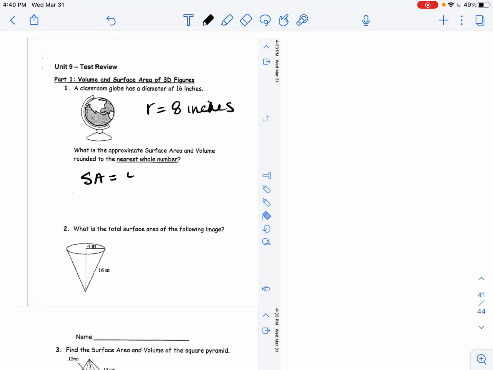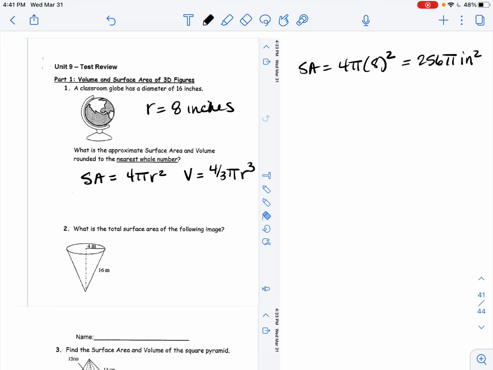All right, so the surface area formula for a sphere is 4 pi r squared. And the volume formula for a sphere is 4/3 pi r cubed. All right, so if I want to find the surface area, 4 pi times the radius squared, and let me grab my calculator. And if I plug that in, and I'll leave it in terms of pi, so I'm just multiplying 4 times 8 squared. This is going to give me 256 pi, and this would be inches squared.